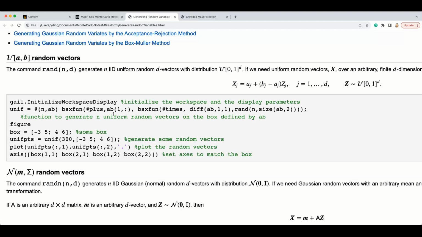So here, you initialize the scale, and then use the bsxfun function. To be honest, I don't quite like this function. But you can use this function directly if you are asked in your homework, or you can also do it by yourself. It's not so complicated. N means the number of vectors you want to generate, and AB means the box you have. So you define it like this. Of course, this is just 2D, but it doesn't mean you always have the 2D case.